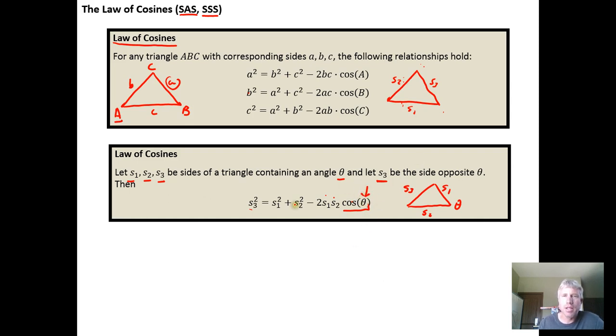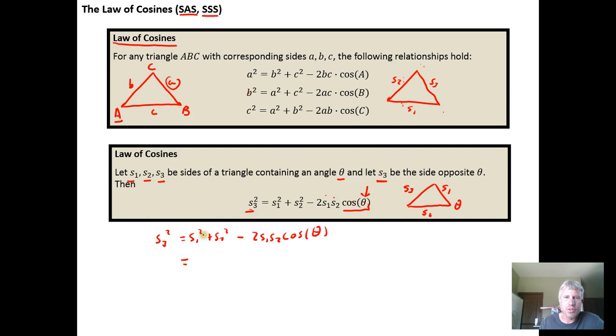So as long as theta is the angle opposite S3, we can solve for it. And this is just a matter of labeling. So if we start with S sub 3 squared equaling S sub 1 squared plus S sub 2 squared minus 2 times the product of side 1 and side 2 times the cosine of the angle theta that's opposite side 3, we could just solve it for theta.